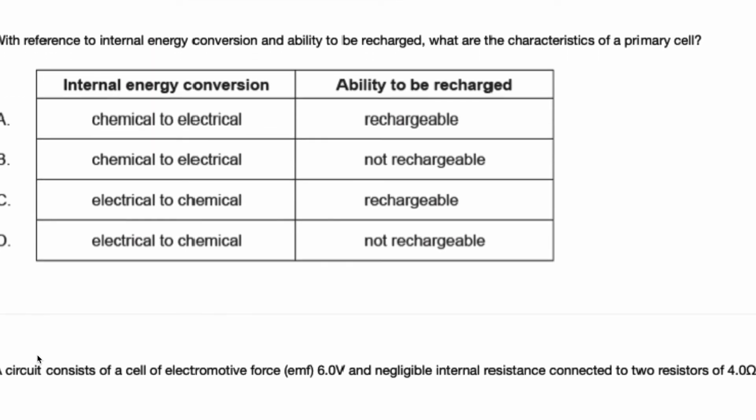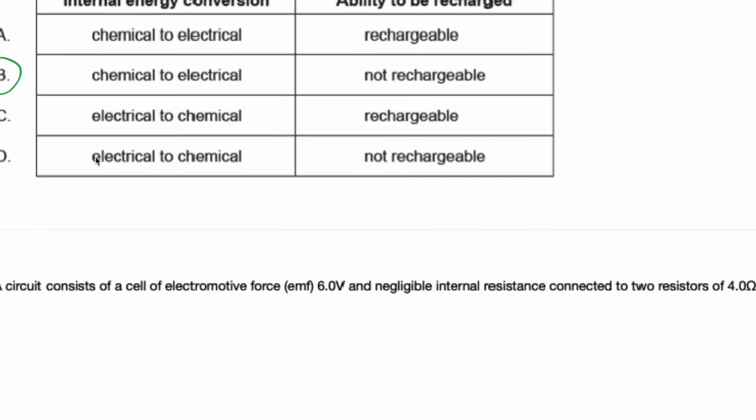With reference to internal energy conversion and ability to be recharged, what are the characteristics of a primary cell? So it converts chemical energy to electrical energy, and as for the ability to recharge, they cannot be recharged.